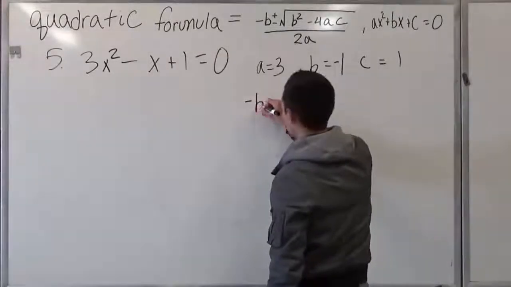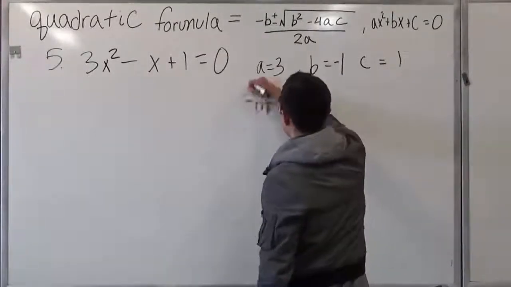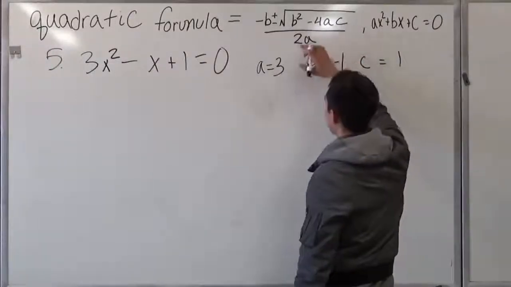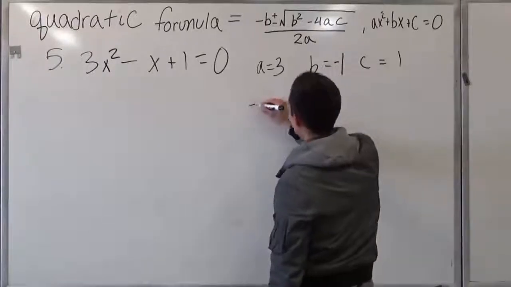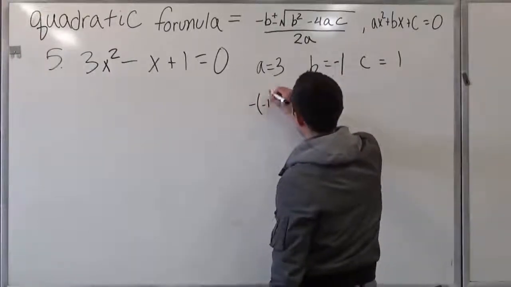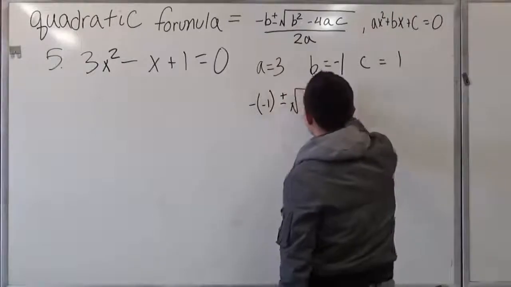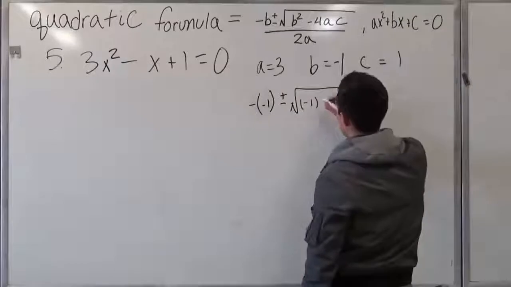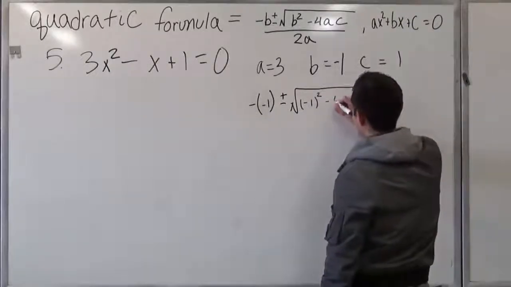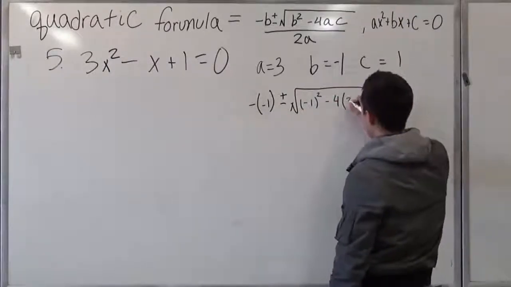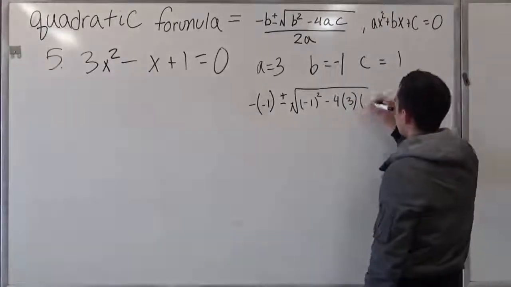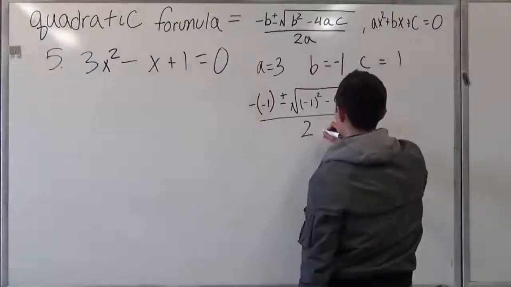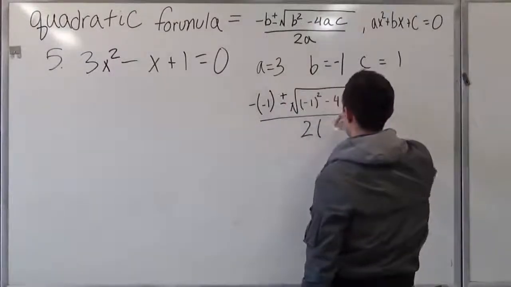So it's negative b plus or minus the square root of b squared minus 4ac, all over 2a. So it's negative 1, which is our b, plus or minus the square root of b squared. Our b is negative 1. We enclose that in parentheses, put the squared, minus 4. Our a is 3, so we multiply it by 3. And our c is 1, so we multiply it by 1. All over 2, and we multiply that by 3, which is a.